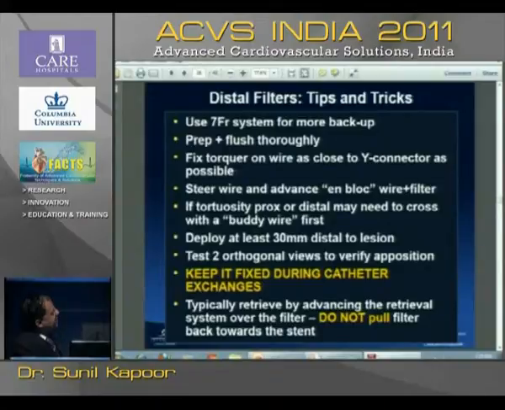And typically retrieve by advancing the retrieval system over the filter. Do not pull the filter. Always sheath the filter. Keep it distally, sheath the filter. Don't try to pull the filter. That's an important step. Next.